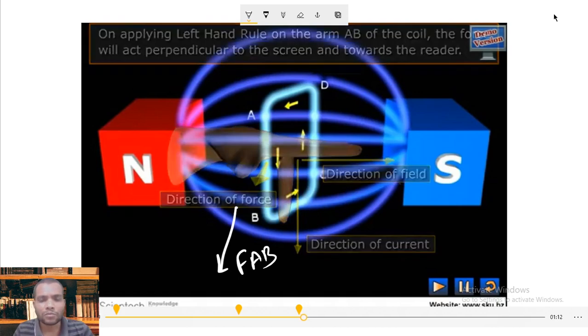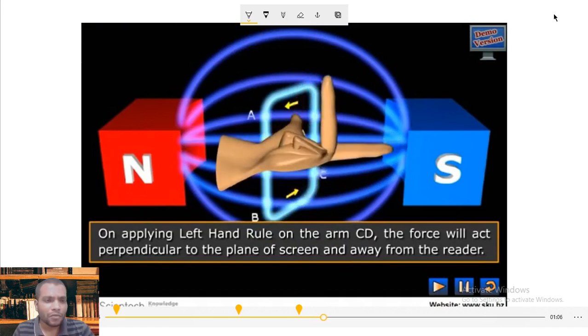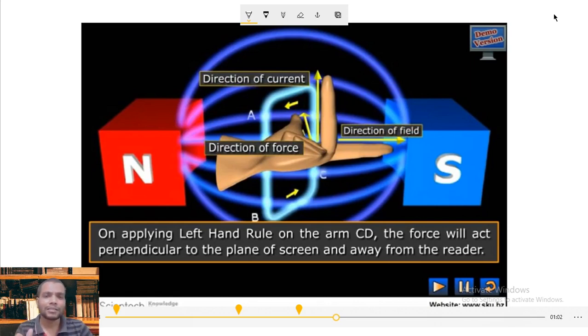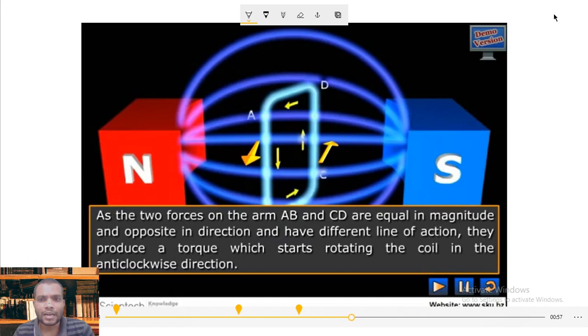Similarly, if we apply the same to the other arm C to D, in this case the force acts inside the screen. If you rotate your hand like that, the thumb goes inside the screen, the current is indicating the upward direction, and the pointer finger indicates the direction of the magnetic field. So these two forces AB and CD are equal in magnitude and opposite in direction, and they have different lines of action, meaning the lines of action on the plane of the coil.